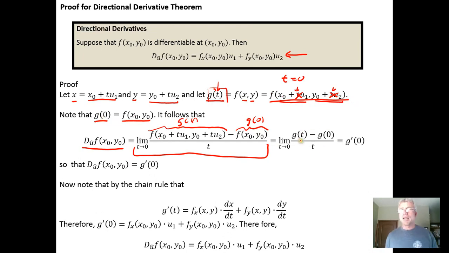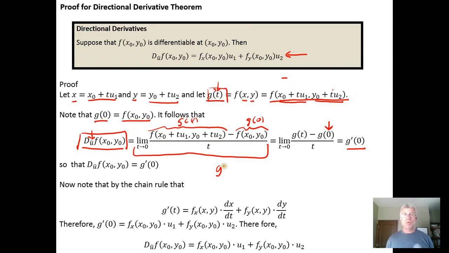And we want to recognize that when we take the limit as the denominator goes to 0 on a difference quotient, we're calculating a derivative. But when we put a specific value in for t, we're calculating the derivative at that specific value. But the bottom line is that this tells us that the directional derivative in the direction of u is the same as g prime of 0, where g is just the parameterized function of x and y.